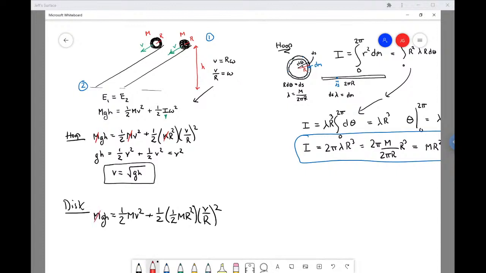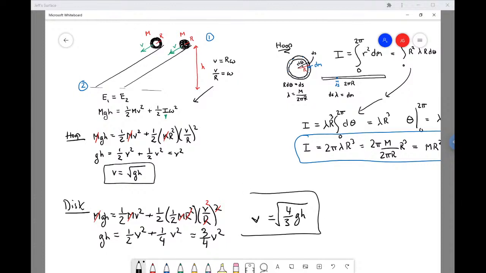So again, every term has an m in it, so that'll cancel. We'll get, over here, this r squared will cancel with that r squared, and this will become a v squared. And then we simplify this, we're going to get gh equals 1/2 v squared plus 1/2 times 1/2 is 1/4 v squared, which is 1/2 plus 1/4 is 3/4 v squared. Now I'm going to write the final solution over here. So if I solve for v, I'd get v equals the square root of 4/3 gh.